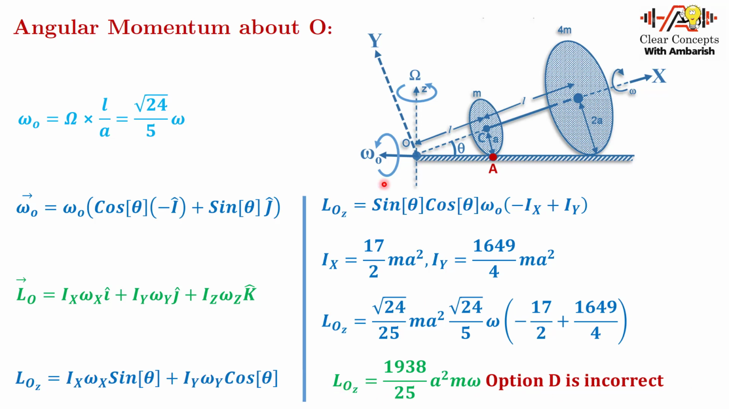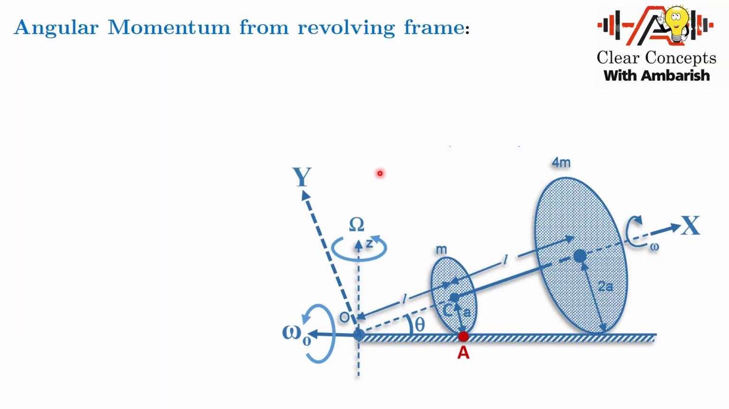Now, angular momentum from the revolving frame. I recall I said that they have not mentioned that, they have just asked for angular momentum about the center of mass, but they have not said whether they want it from the translating frame or from the revolving frame. So in the revolving frame, the only omega that is visible is the spinning omega.